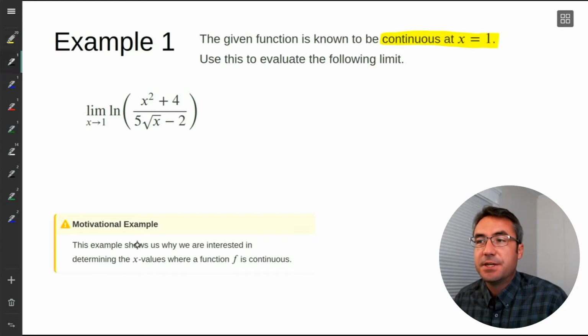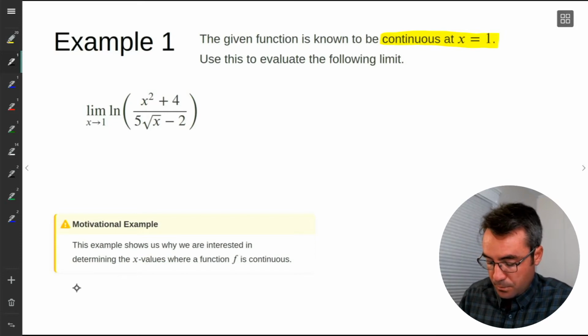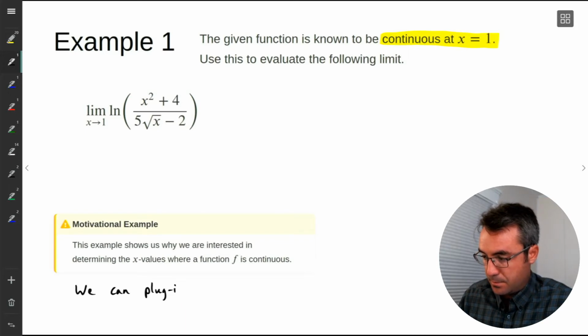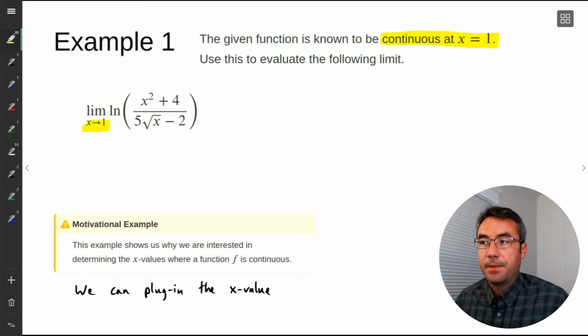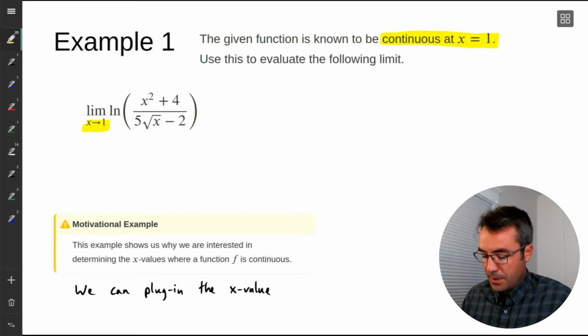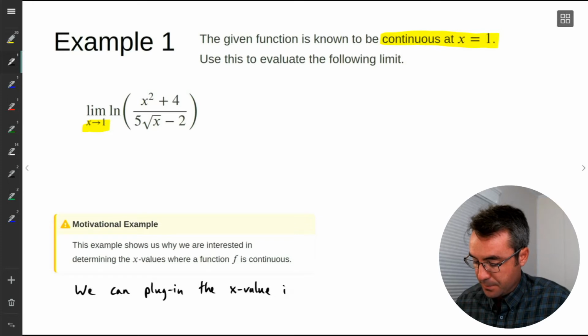And why this is such a useful property is, to calculate the limit, if we know our function's continuous, we can plug in that x value. So this x value that we're approaching, if we know our function's continuous at that x value, well then to calculate the limit, we just have to plug in to our function. So we can just plug the x value into our function.